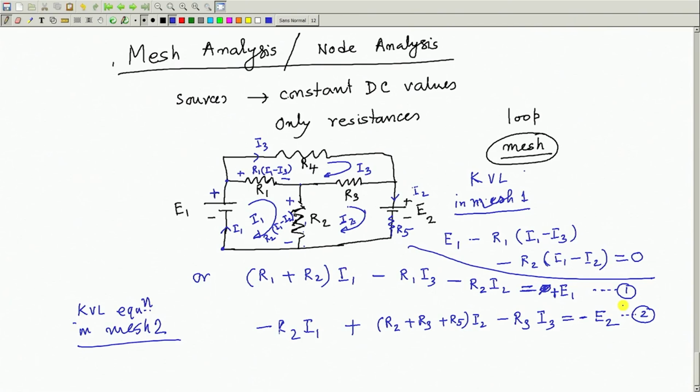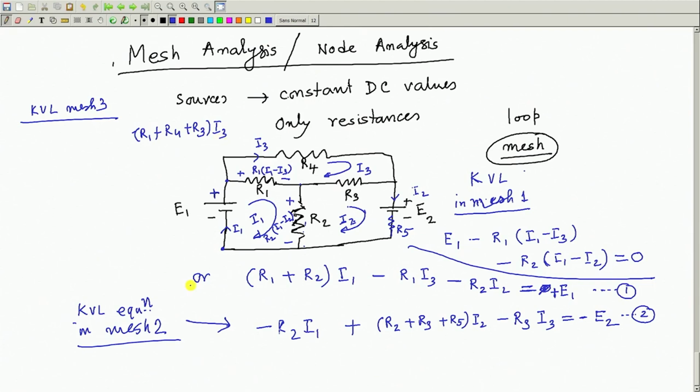Similarly, in the third loop, KVL in mesh 3, where should I write? The coefficient of I 3 will be the sum of all the resistances, that is, something like R 1 plus R 4 plus R 3, R 1 plus R 4 plus R 3 into I 3, that will be.